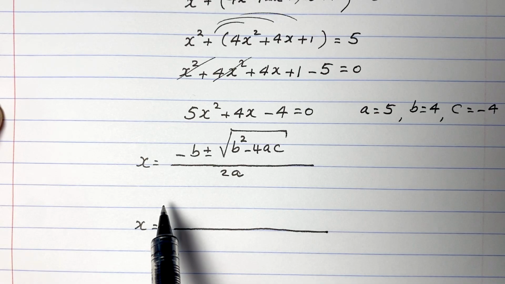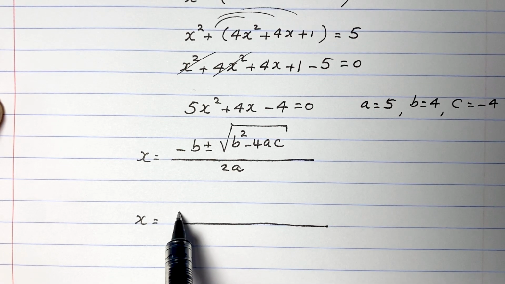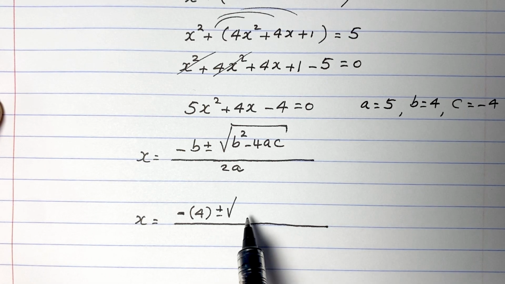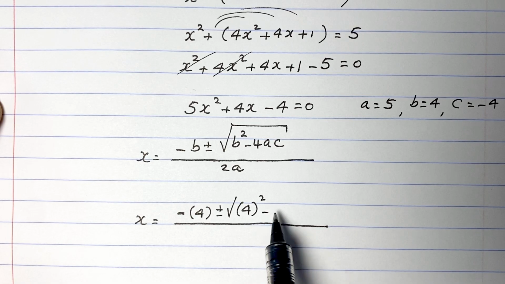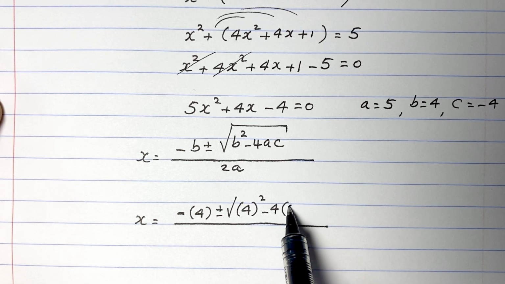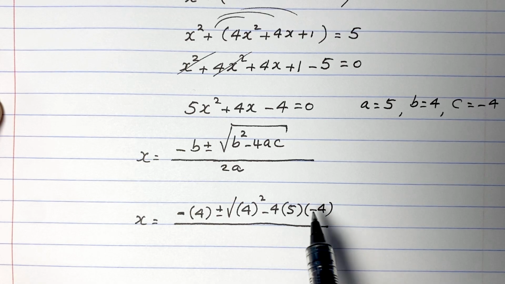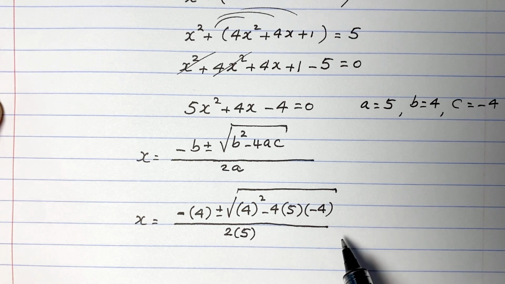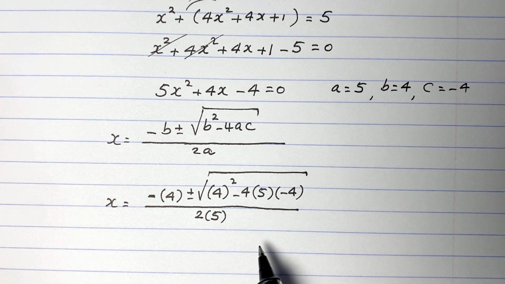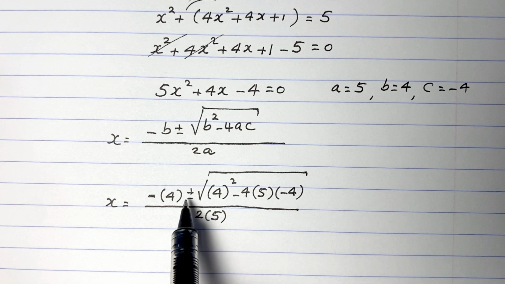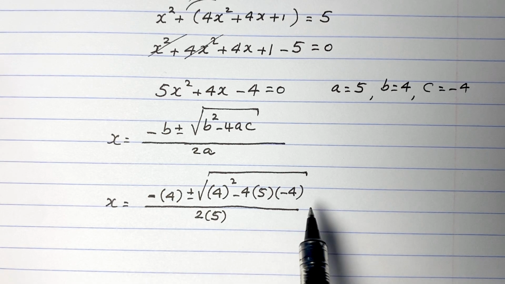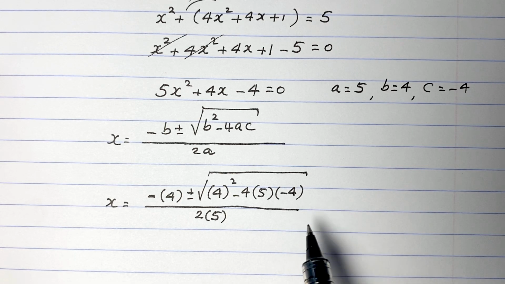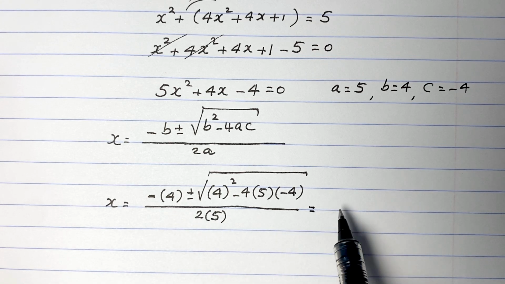Remember, all substitution is going to be done inside brackets. So we have minus B, from here is 4, plus or minus the square root of B squared, 4 squared, minus 4 times A, 5, and C, minus 4, divided by 2A. At this stage, you don't need to do any more calculation. You just enter that once with a plus sign and once with the minus sign into the calculator, and it gives you the 2 values of x. But here, let me just show you how the calculation will work.